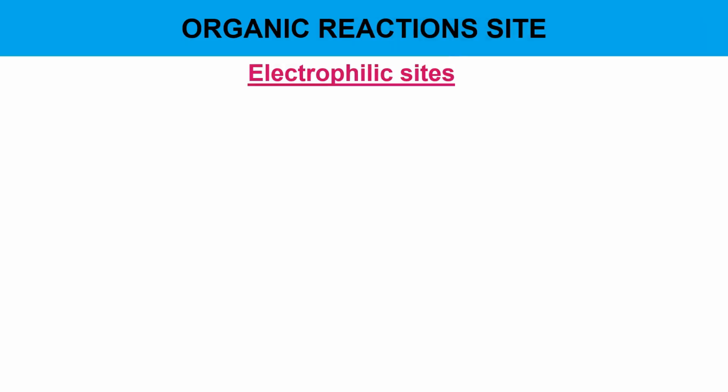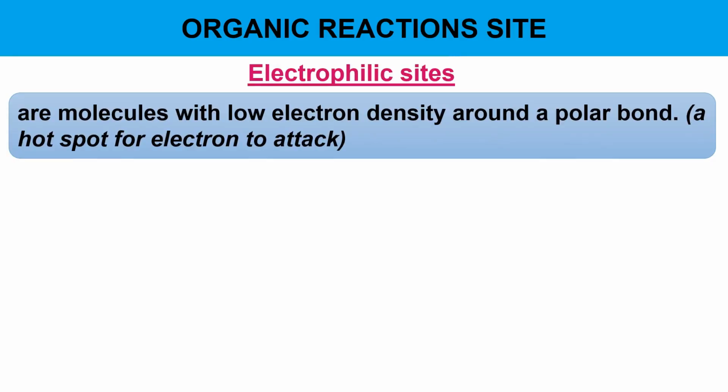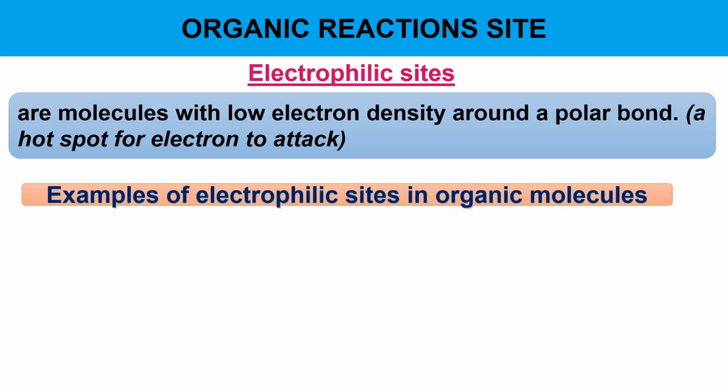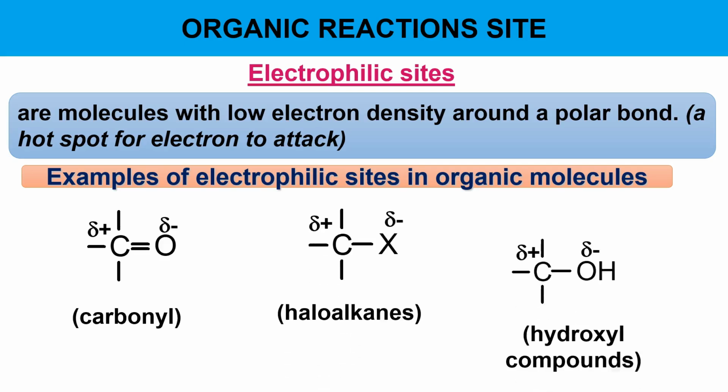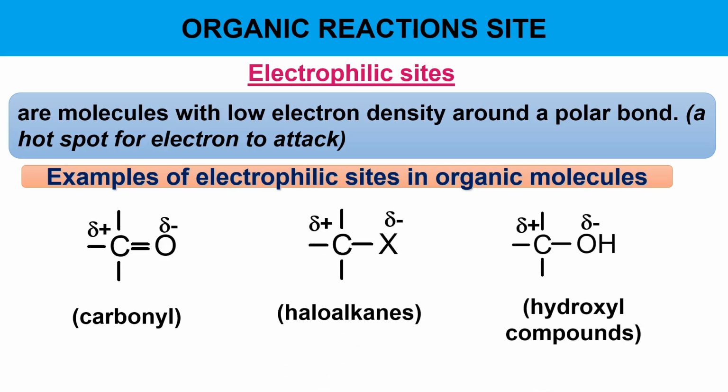Organic reaction sites. Electrophilic sites. Electrophilic sites are molecules with low electron density around a polar bond. A hot spot for electrons to attack. Examples of electrophilic sites in organic molecules: carbonyl, haloalkanes, hydroxyl compounds.